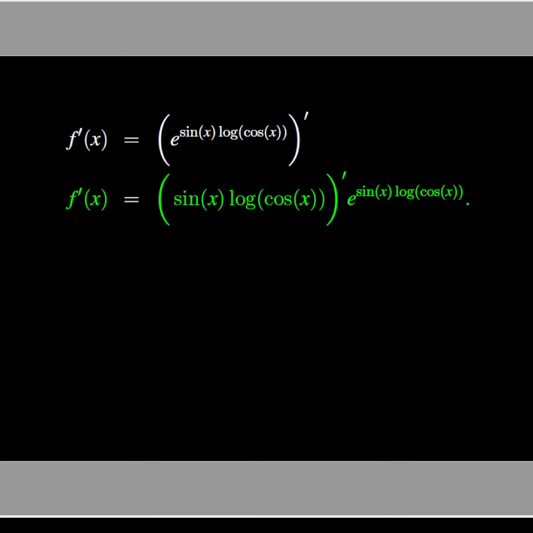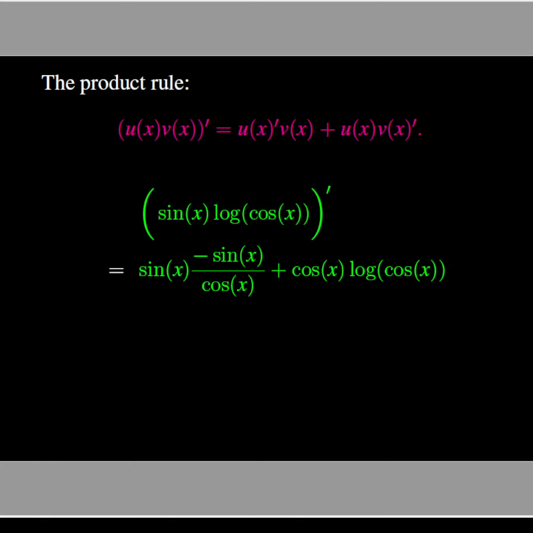Using the chain rule, the derivative of f is equal to the derivative of the product sine of x times logarithm of cosine of x, times the exponential of the product sine of x times the logarithm of cosine of x. In order to find the derivative of the quantity sine of x times logarithm of cosine of x, we need to use the product rule. In this case, the derivative is sine of x times the fraction negative sine of x over cosine of x, plus cosine of x times logarithm of cosine of x.